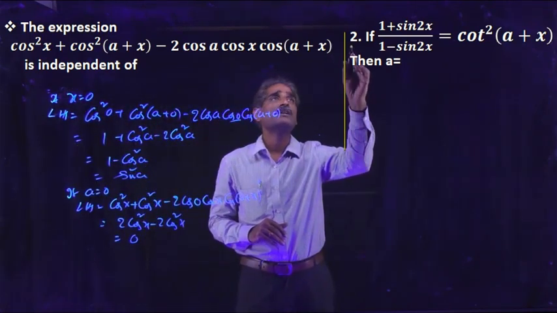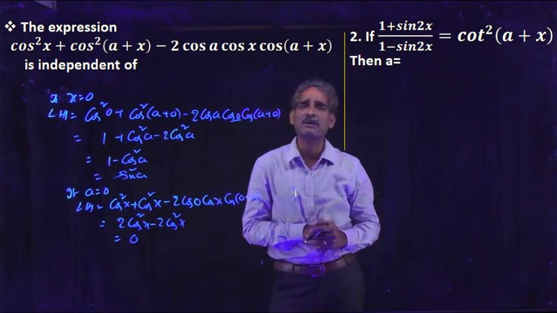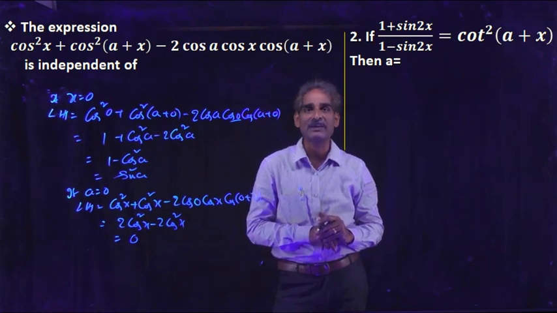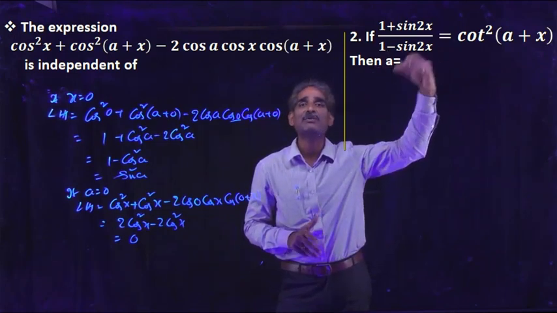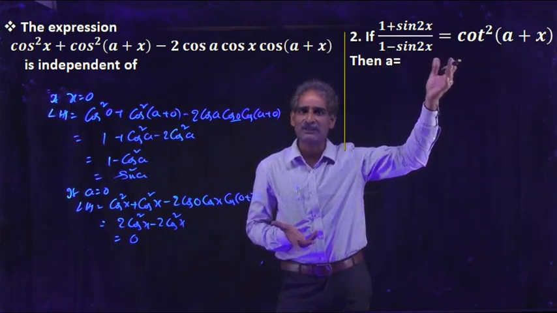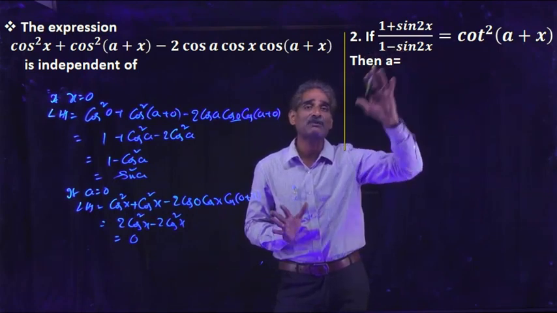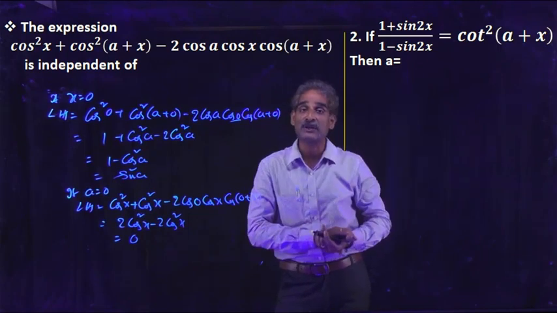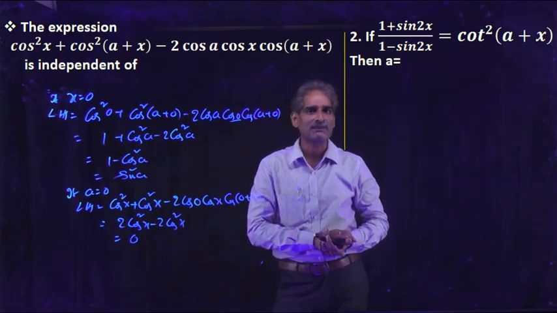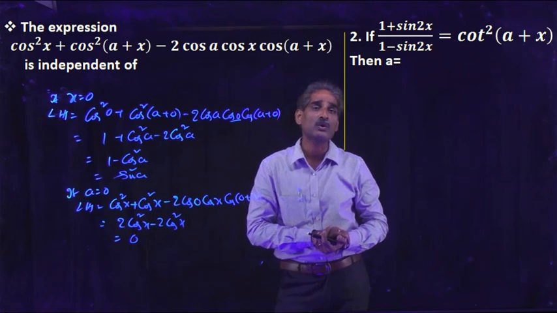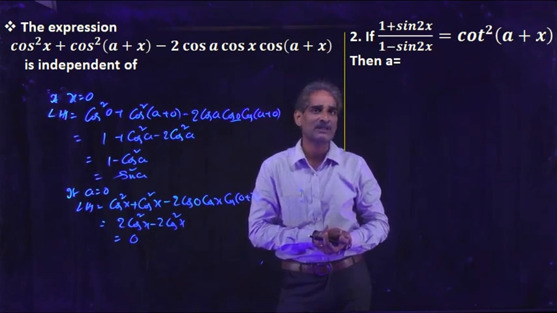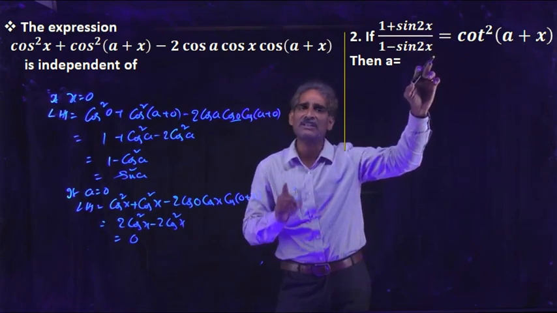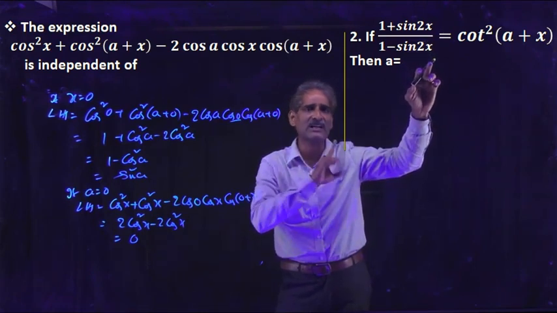Here, if (1 + sin 2x)/(1 - sin 2x) is equal to cot square of something, then what is the value of a? We have to express cot square or tan square. Understand? 1 minus cos by 1 plus cos or 1 plus cos by 1 minus cos is there. There is a chance to get tan square or cot square, because tan square theta by 2 equals (1 - cos theta)/(1 + cos theta). If cos is there in place of the sine function, there is a chance to get tan square or cot square.